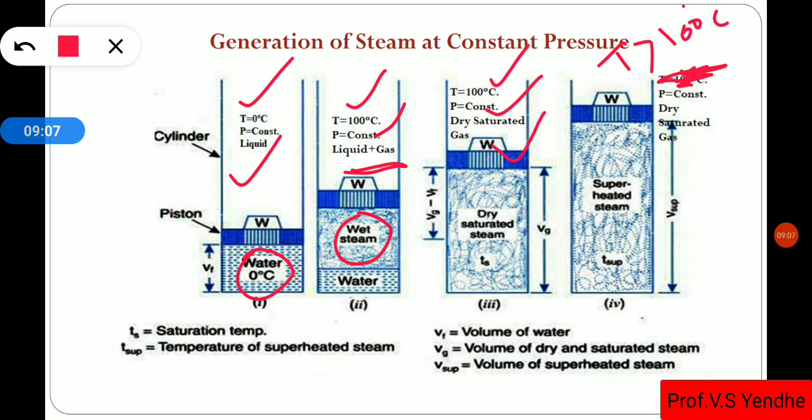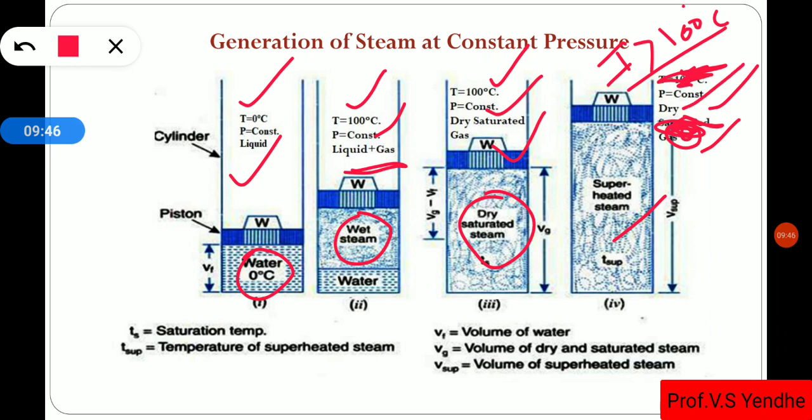Why is this saturated steam? Because some amount of water particles are contained inside the steam. Okay. Then the temperature is greater than 100 degrees Celsius, pressure is kept constant, and the steam type is superheated steam. This is a printing mistake, this is the superheated steam. Temperature is greater than 100 degrees Celsius, and pressure is kept constant.